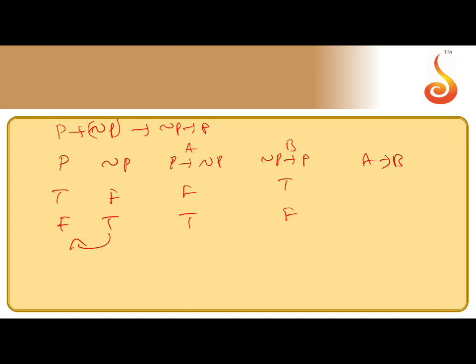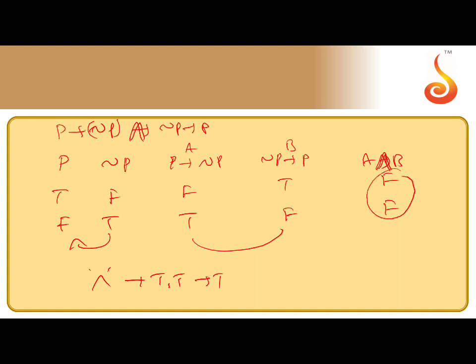Next, we want the implication between these two. Sorry, this is AND now. Between them AND is there, not implication. AND means both are true, otherwise false. So for AND, T comma T gives T, otherwise false only. Here it is A and B. So AND means both are true, otherwise false. F, T means F. T, F means F. So it is false.